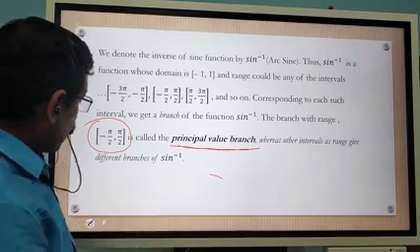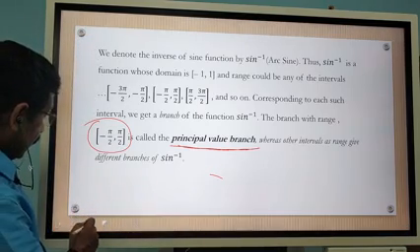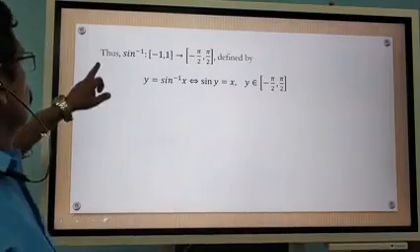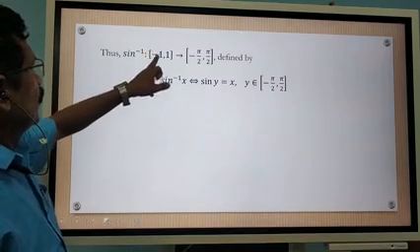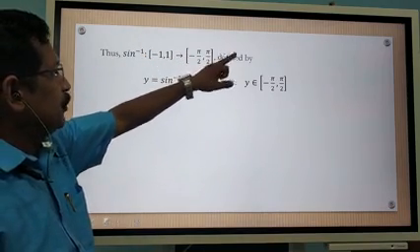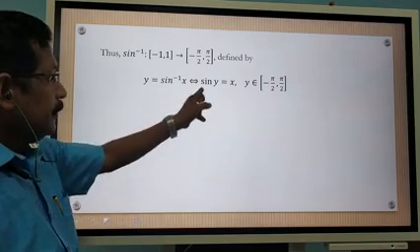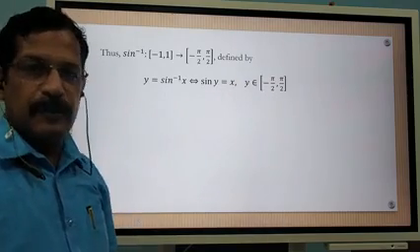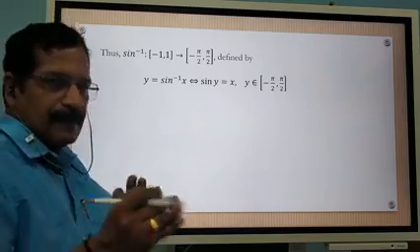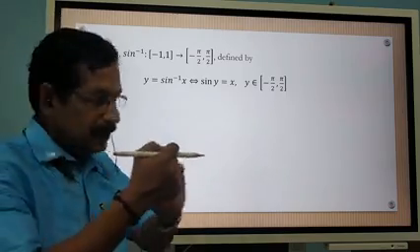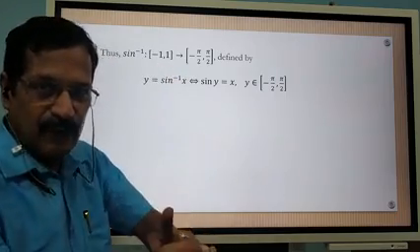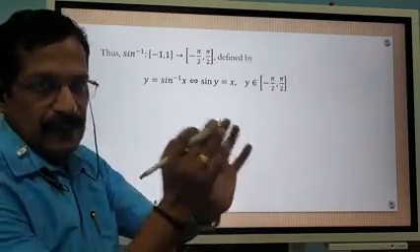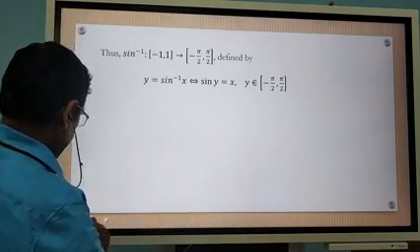Now we are going to define sine inverse. The sine inverse is from minus 1 to plus 1 to minus pi by 2 to pi by 2, defined by y is equal to sine inverse x if and only if sine y is equal to x, where y is an element of minus pi by 2 to pi by 2. To avoid a gap between f of x equals sin x and sine inverse, I am connecting this to the function and its inverse, from relations and functions. You can see here.